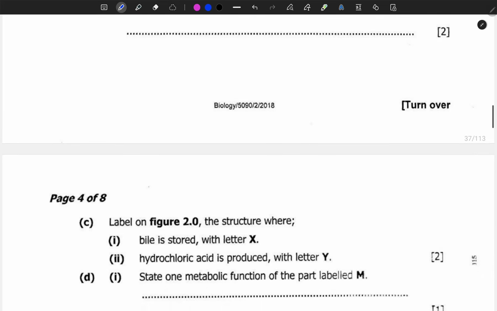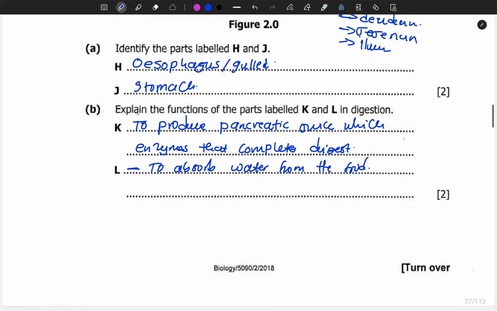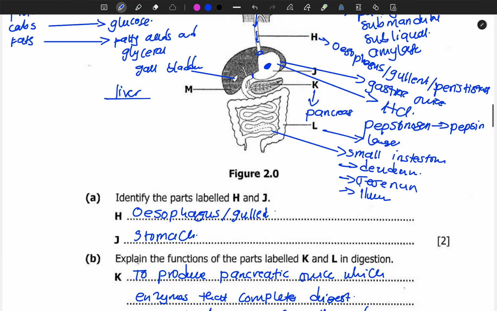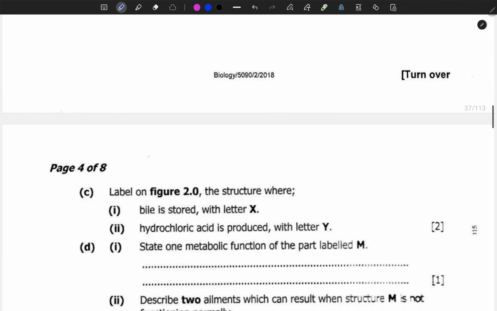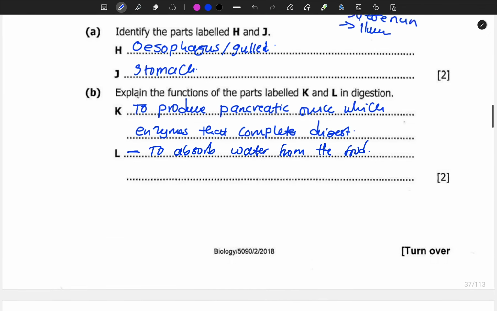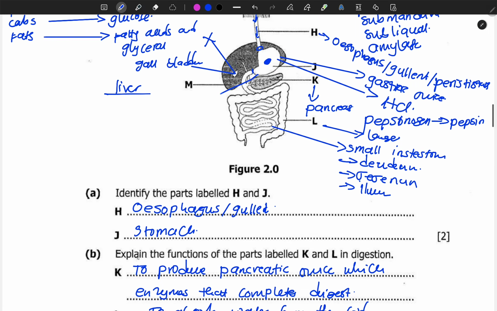So label on the figure the structure where bile is stored. So that's the gallbladder. Bile is stored in this one. So we are told to label with letter X. Then hydrochloric acid is produced with letter Y, that is the lining of the stomach. So we have letter Y.